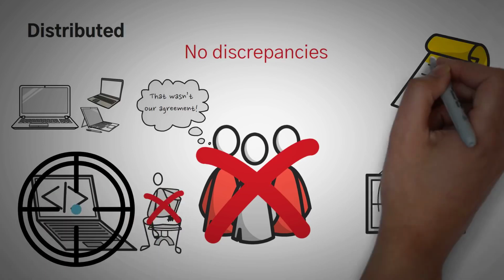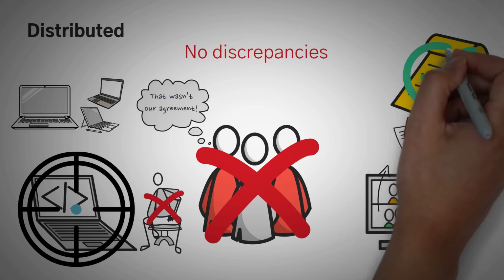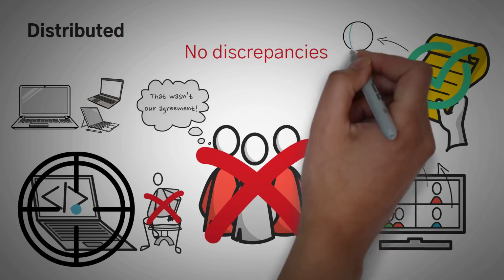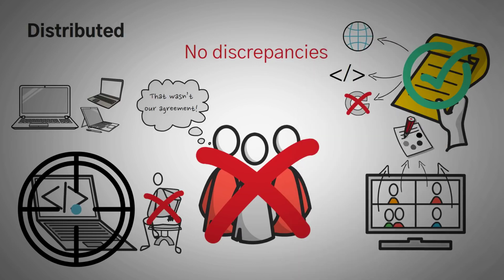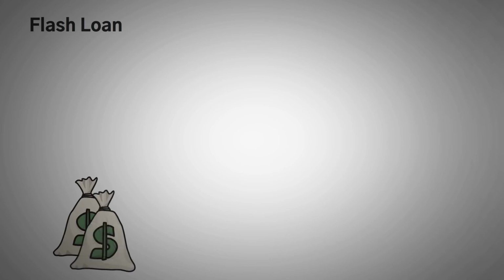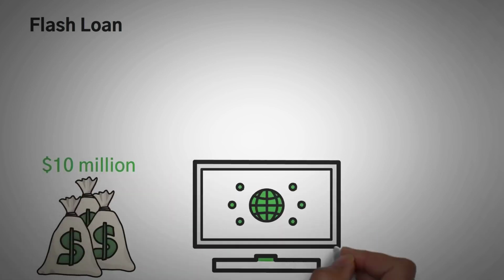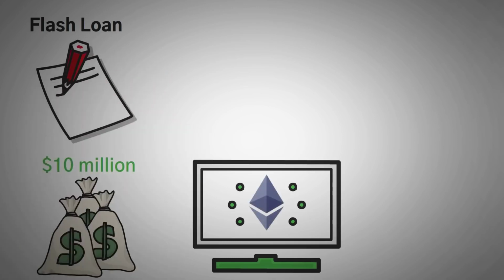So now we have financial agreements that nobody can argue because they are code, they don't change, and everybody has access to them. Now you might not understand what the power of technology like this is, but to help you get the hang of it, let's go over some examples. Number 1, a flash loan. What if I told you that you could borrow $10 million with no money down? Well, on the Ethereum network, you absolutely can, but only if you write a smart contract that pays it back in the exact same minute that it is borrowed.